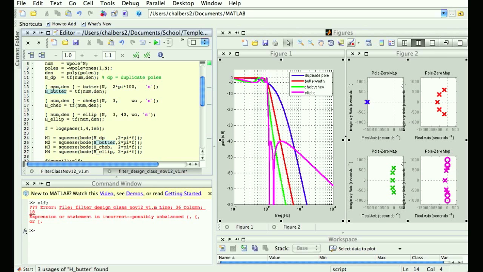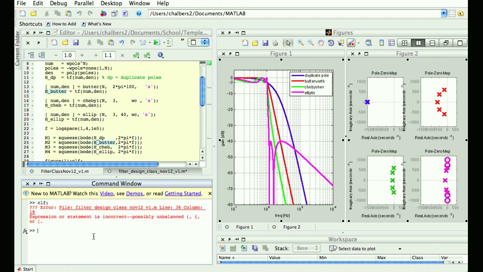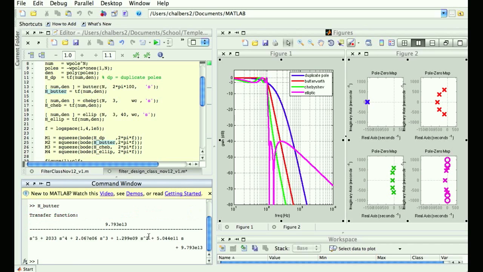Okay, so if I actually want to see what that looks like, I can say H butter. Oops, it's capital H butter. There's my transfer function. What if I actually want to simulate my analog filter on some data? What function do I use for that? LSIM. LSIM is the thing we learned on Friday.